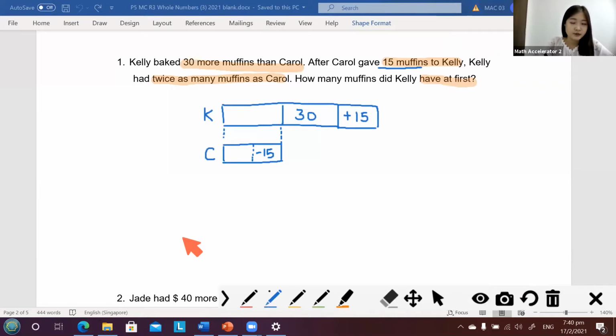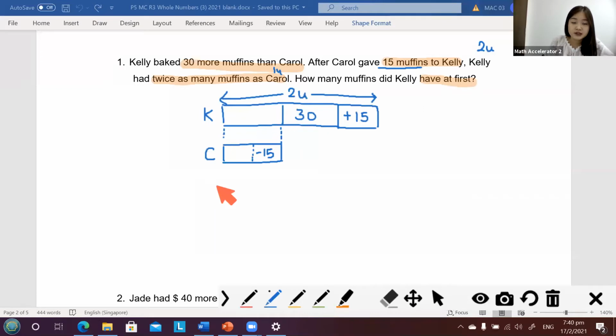Okay, good. A lot of you telling me 2, because twice. So Kelly, we can annotate in our question, this is 2 units. So for Carol, she would have 1. Twice. So when we label our model here, I'll put 1 unit here. Kelly will have 2 units, including the 15, because this is at the end after she received the 15 from Carol.